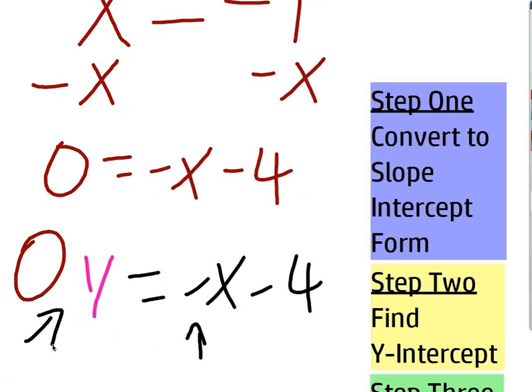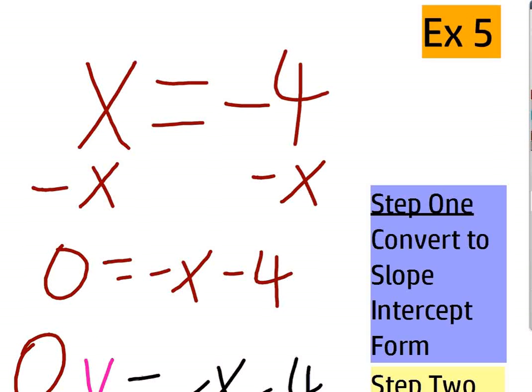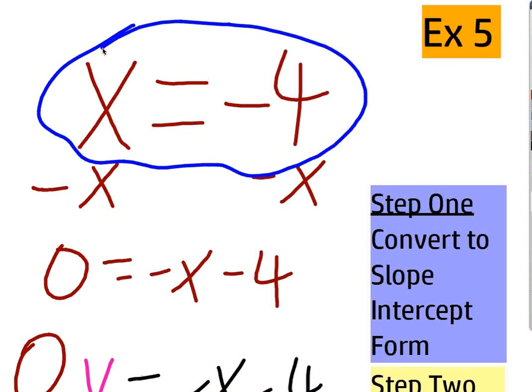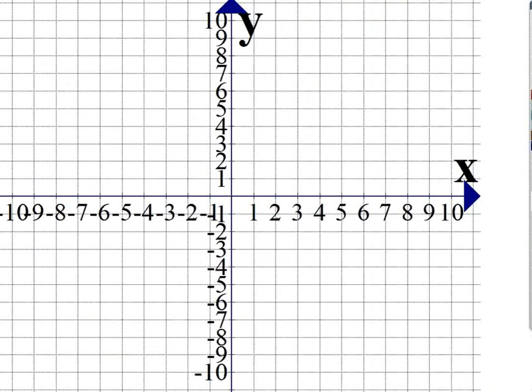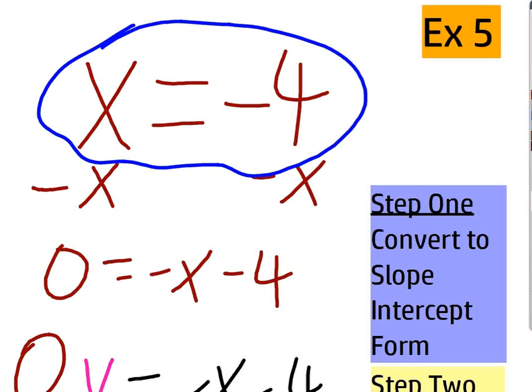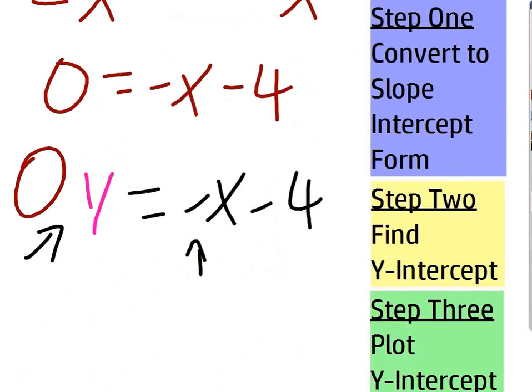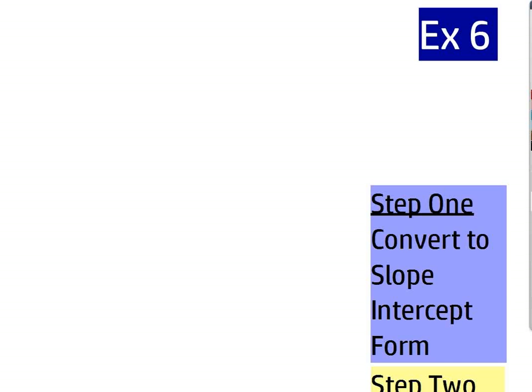It's 0. What did we talk about when we said x is equal to a number? Is it a vertical or horizontal line? Vertical. So we go to -4, we plot a point, and then we draw a vertical line. So when you really can't convert it to slope-intercept form, because you really can't get y by itself, you have to just graph a vertical line.